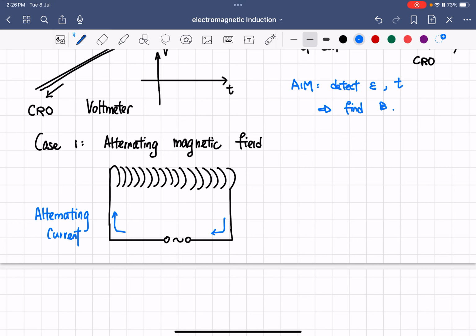So sometimes this way, sometimes that way. I just used a line with two heads on both sides to represent it. Then there will be a magnetic field produced inside the solenoid. So for some instant of time it goes this way, while at another instant of time it goes the other way. So you have an alternating magnetic field.